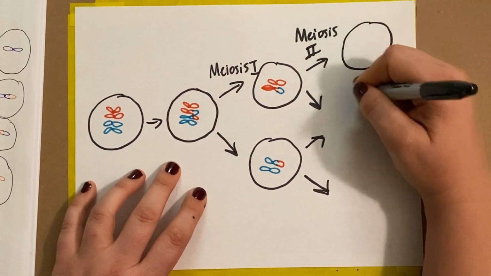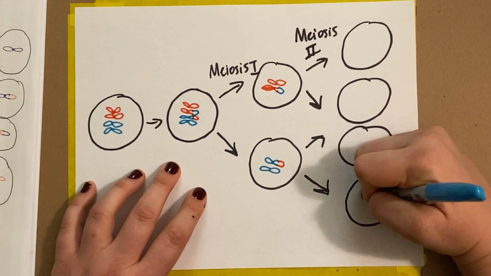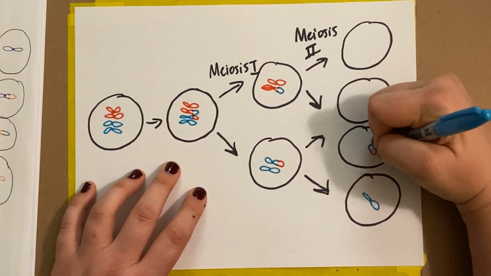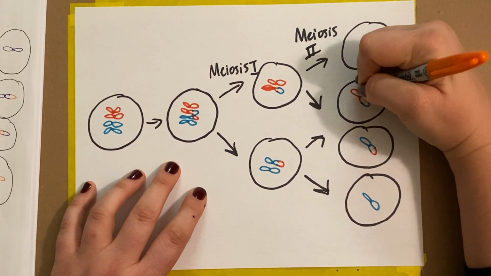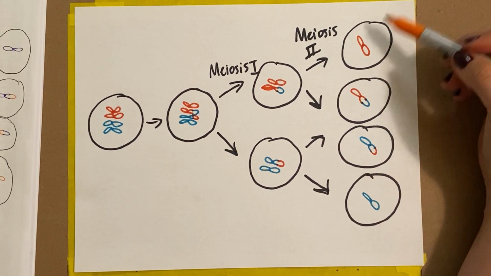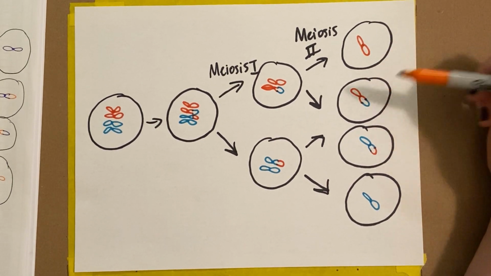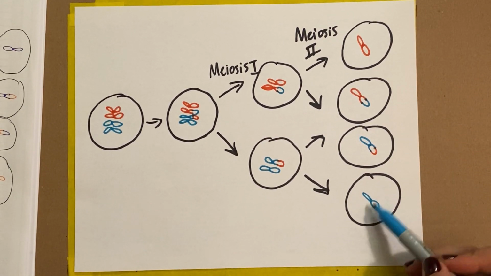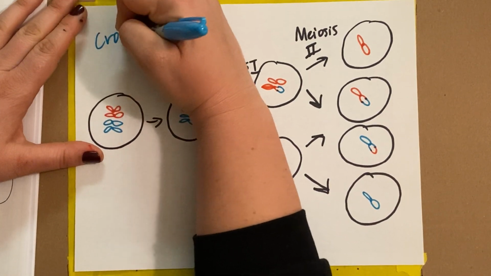Okay, and so we're going to end up with 4 cells. This one is going to have... okay, and so what I want you to notice is that these are all completely different from each other. You have one that has kind of a full orange. This one has both dad and mom DNA. This one is going to have both mom and dad DNA, and this one is going to have just, I think, mom DNA. Okay, and so this is what crossing over looks like.